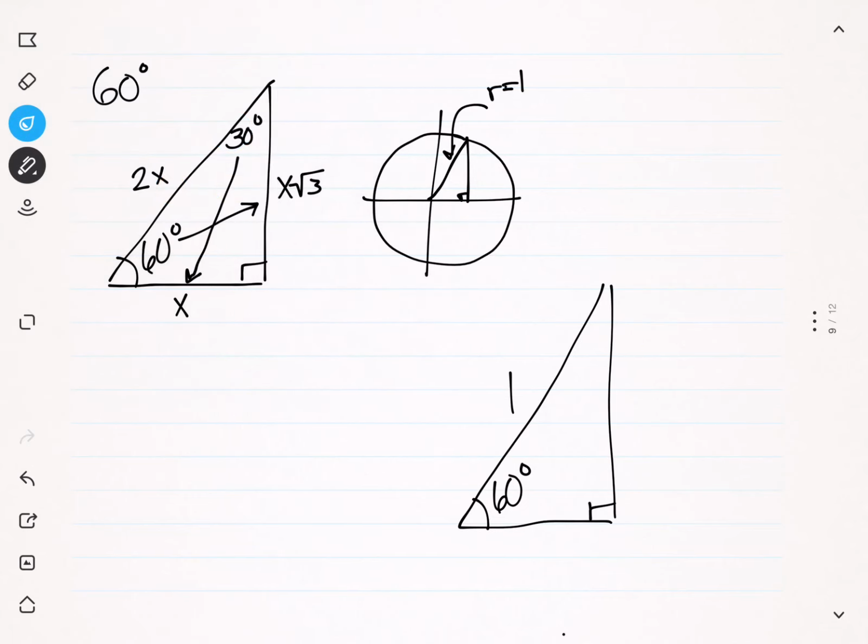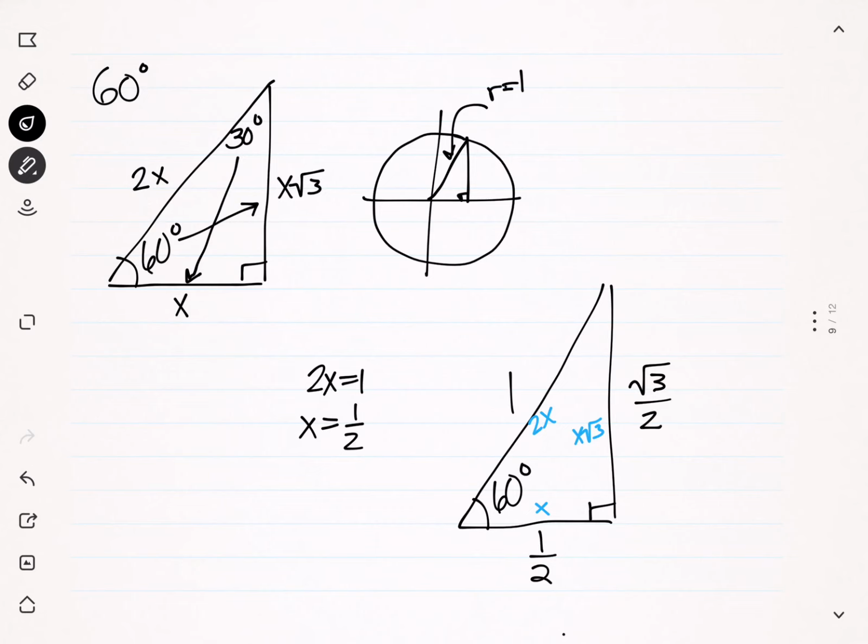So I'm going to write the formula or the theorem in here. 2x is the hypotenuse. x root 3 is the side opposite the 60-degree angle. And then x is the side opposite the 30-degree angle. So if 2x is equal to 1, then x is equal to 1/2. So that would be the value of the base of that triangle. And then the height of that triangle is going to be 1/2 times root 3, or root 3 over 2.